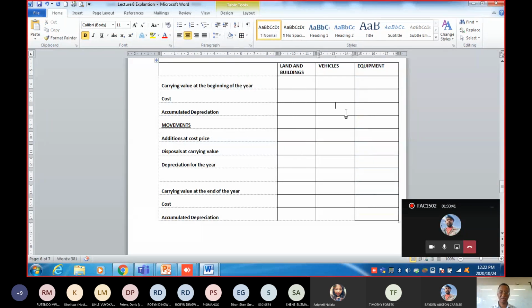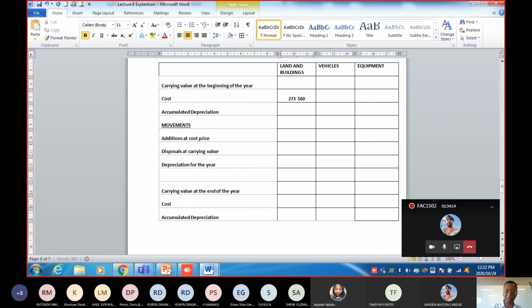Right. Let us focus quickly on the land and buildings. The land and buildings at cost is an amount of 273,560. And we have got no further information on that. So to complete the note now, we say cost therefore is 273,560.